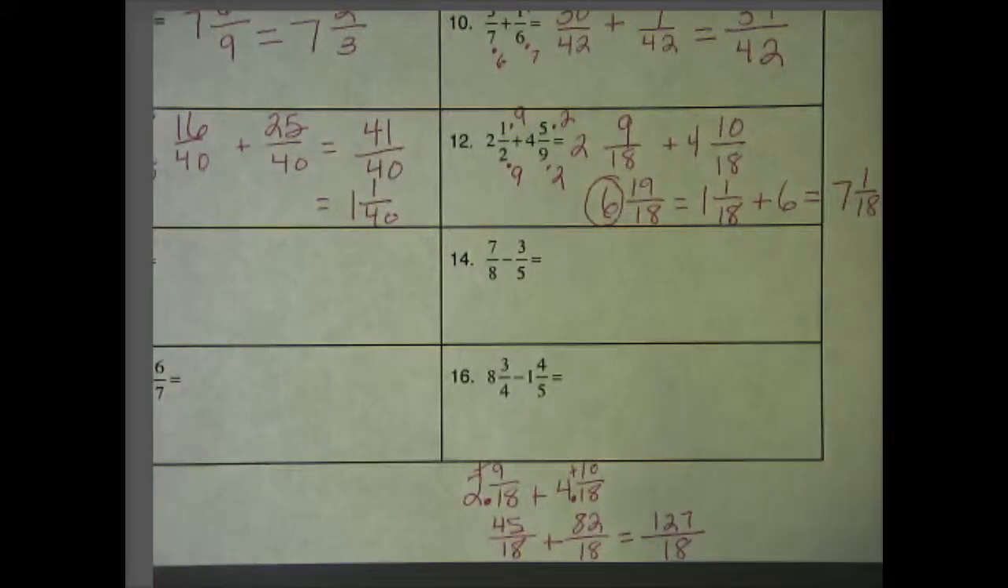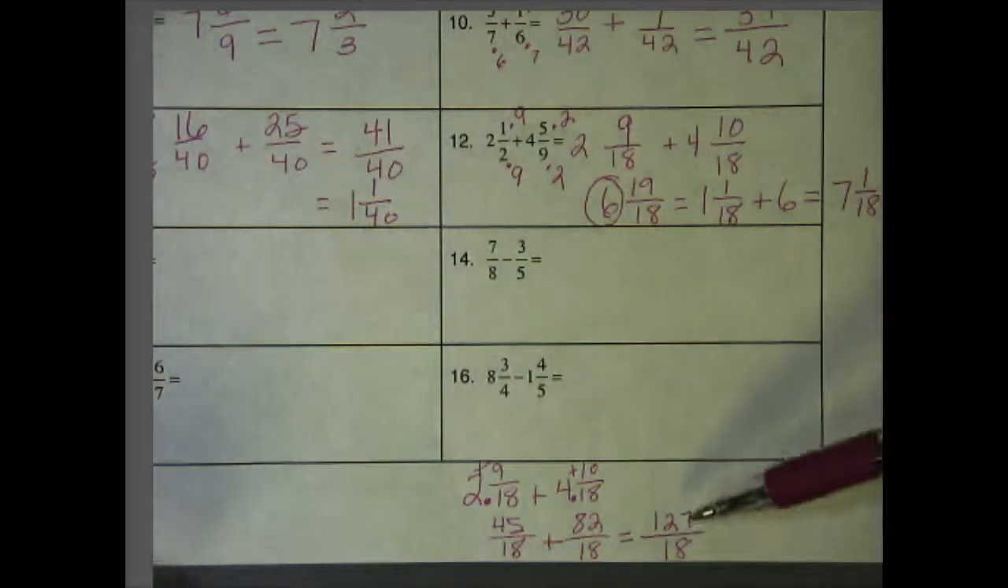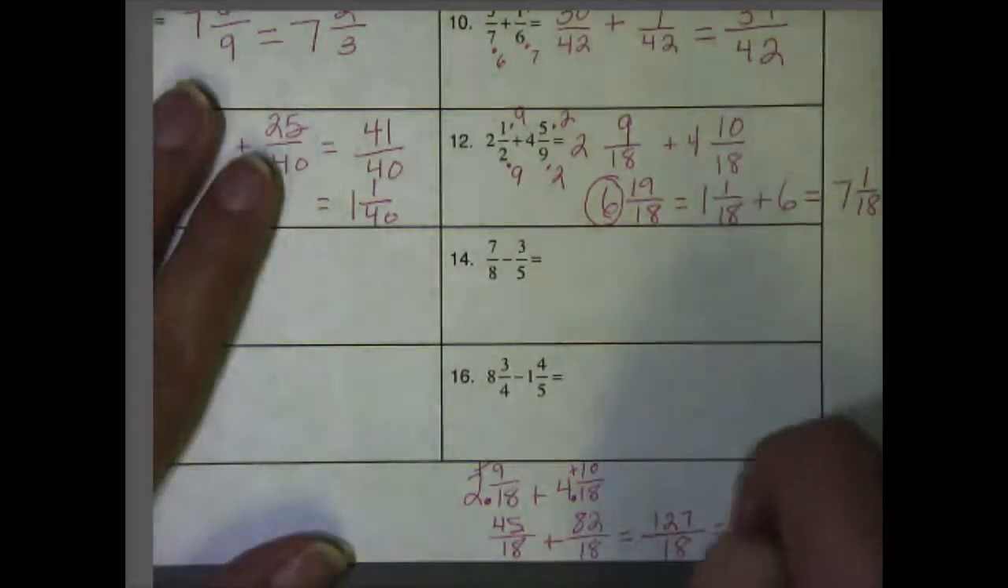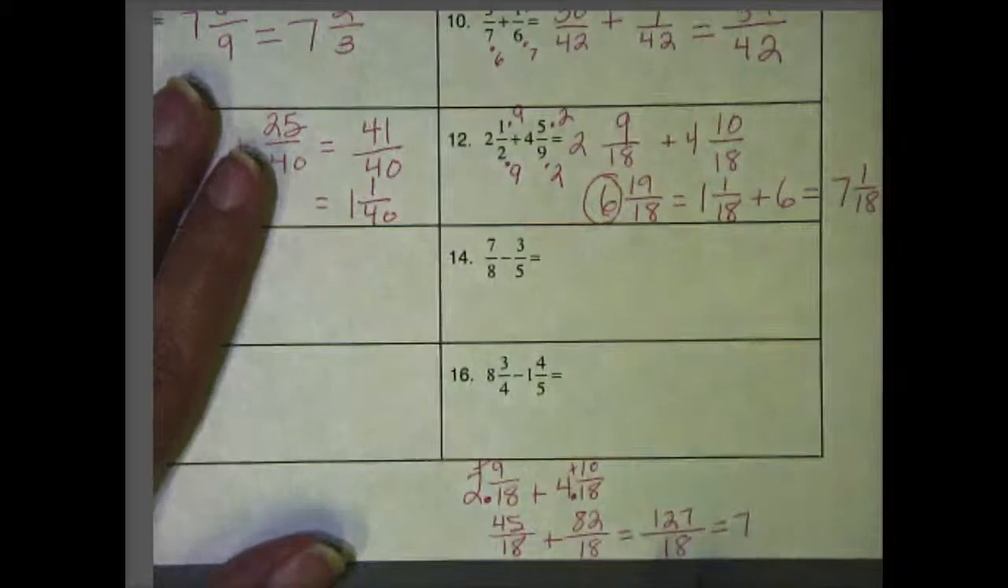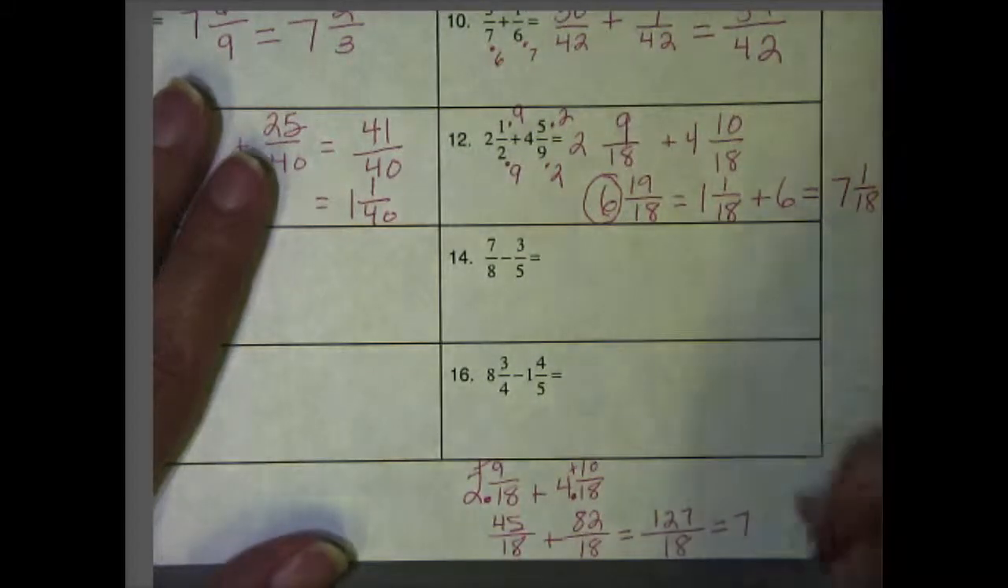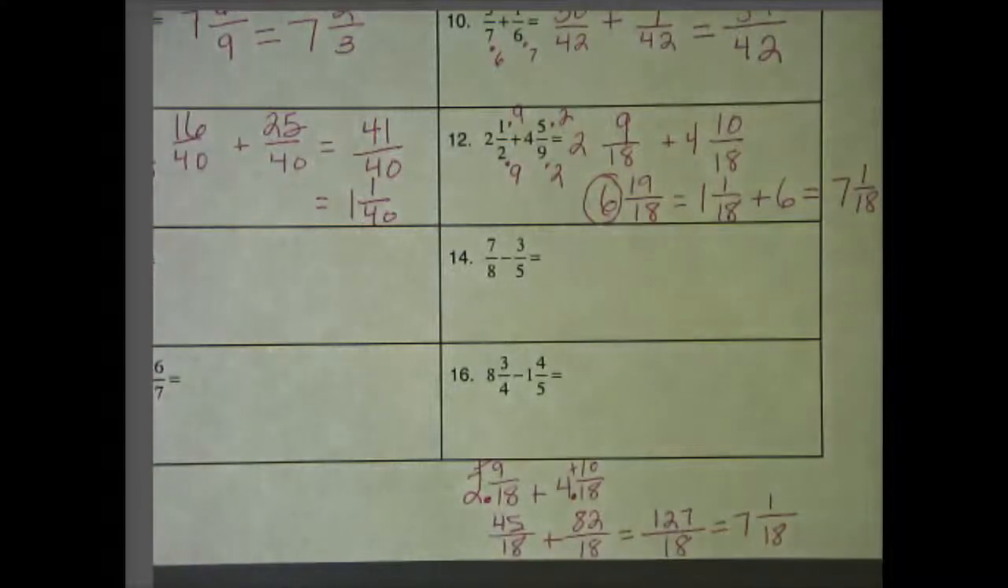Now you need to ask yourself, how many times does 18 go into 127? Well, 18 goes into 127 7 times. 7 times 18 is 126. 127 minus 126 has 1 left over, and then 18 as your denominator. So whichever way works best for you. Remember, this is just a review, so I'm not going to spend a lot of time going through it with you, but you can use either method.